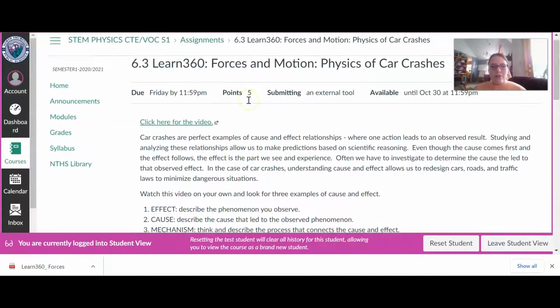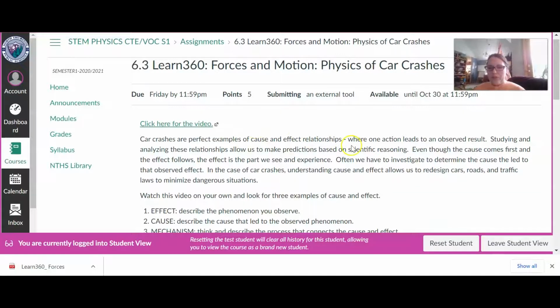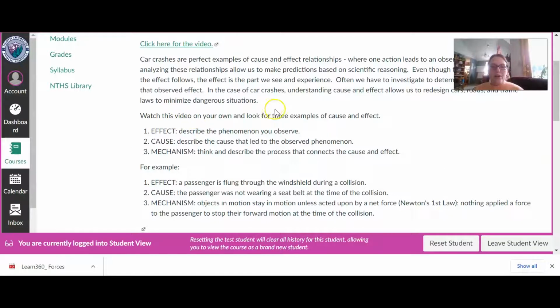So there's a nice little paragraph. Car crashes are perfect examples of cause and effect relationships where one action leads to an observed result. Studying and analyzing these relationships allow us to make predictions based on scientific reasoning. Even though the cause comes first and the effect follows, the effect is the part that we see and experience. Often we have to investigate to determine the cause that led to the observed effect. In the case of car crashes, understanding cause and effect allows us to redesign cars, roads, and traffic laws to minimize dangerous situations. So watch this video on your own and look for 3 examples of cause and effect.